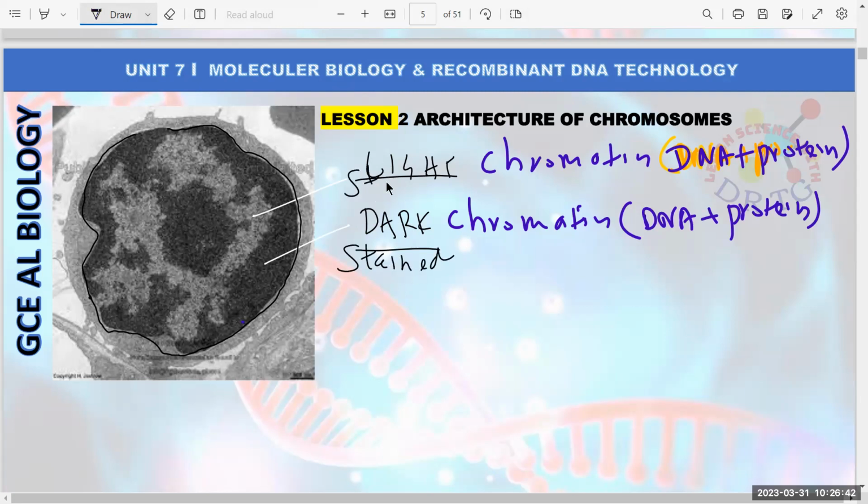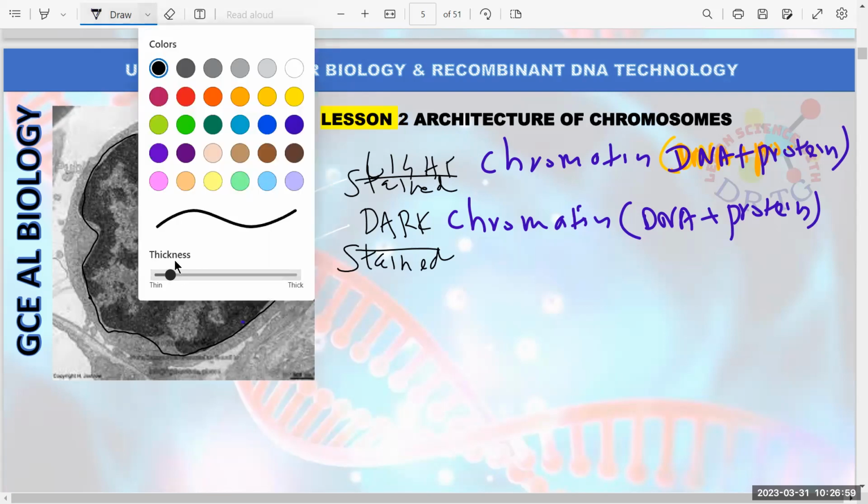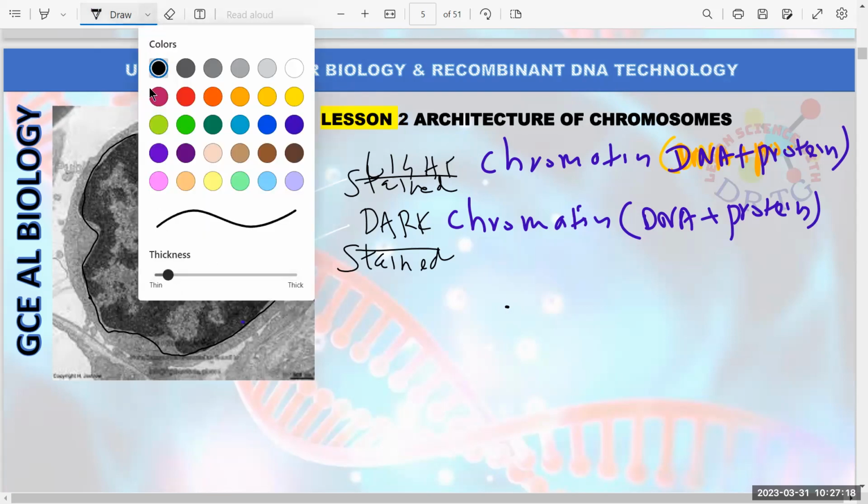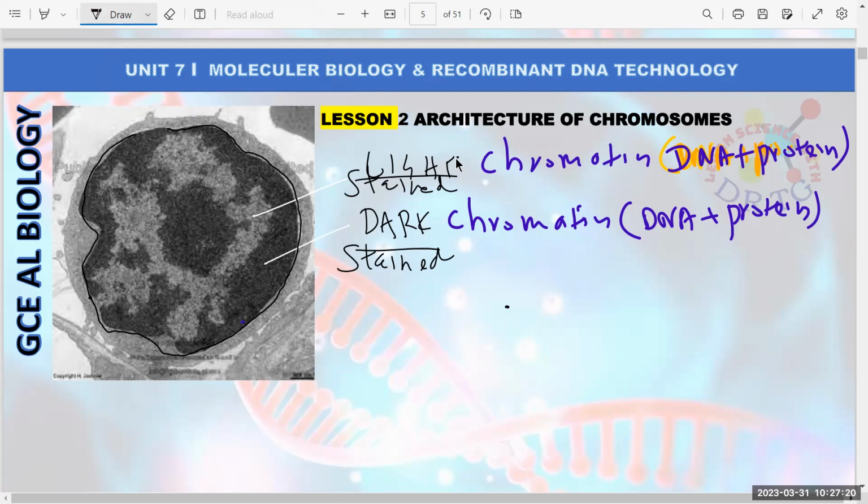This is a light stain. Now, why do some chromatin stain dark? Why do some chromatin stain light? Do you know the answer for this one? Proteins are different? Mostly the proteins of the DNA molecules are the same everywhere. Its reason is simply, we can say, the amount of chromatin.